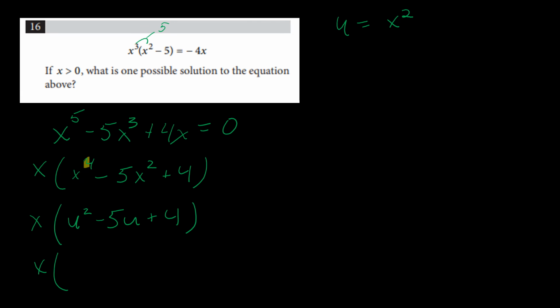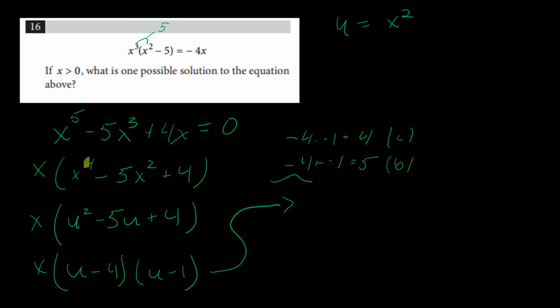So I'm going to say x times u minus 4, u minus 1. Because negative 4 times negative 1 equals 4. Negative 4 plus negative 1 equals negative 5. Those are c values and b values in our quadratic, some basic factoring here. Okay, so that means that when I plug x back in, I'm going to have x times x squared minus 4 and x squared minus 1, plugging u back in.